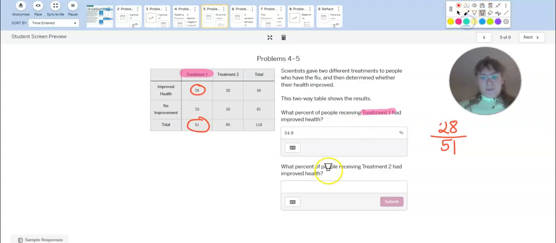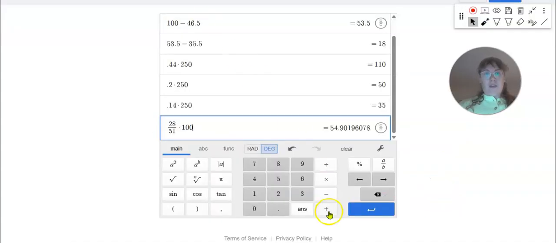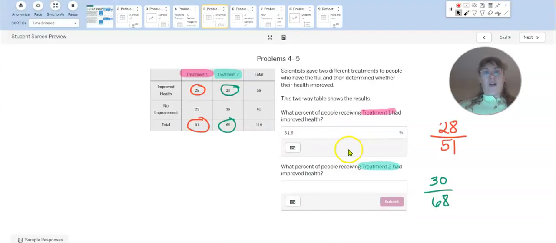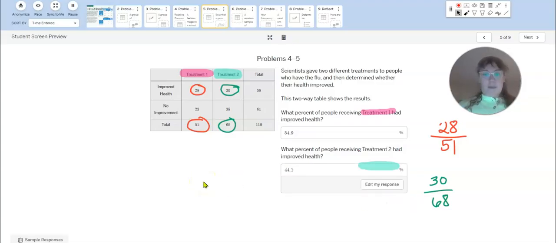For the second one, what percent of people that got treatment 2, so now we're looking at treatment 2, had improved health? So that's 30 out of 68 for all the people with treatment 2. And then we're going to multiply that by 100 again, and we get 44.1%. So it looks like now that we see the percentages, we can see it's more likely that you'll have improved health if you do treatment 1 over treatment 2. Beautiful.